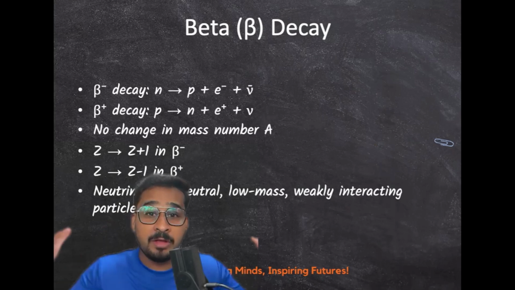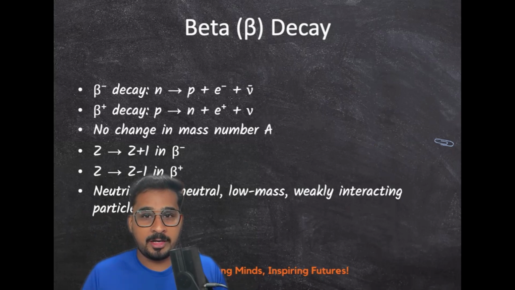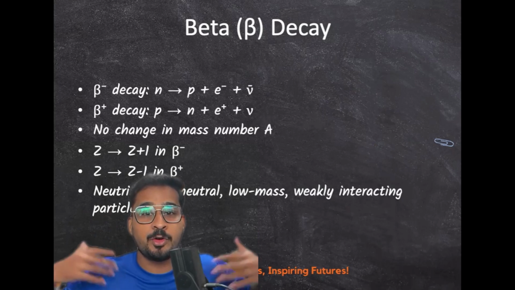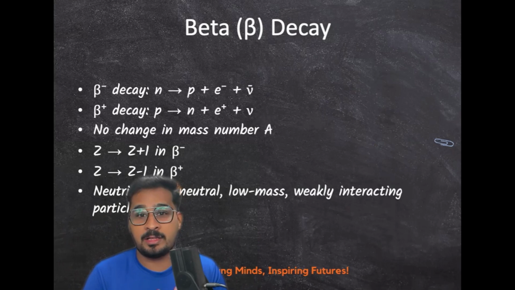Neutrinos are everywhere around us. At a given point of time, every moment, every second, millions of neutrinos are passing through us. It can penetrate almost anything, and it is very, very difficult to detect the neutrinos.